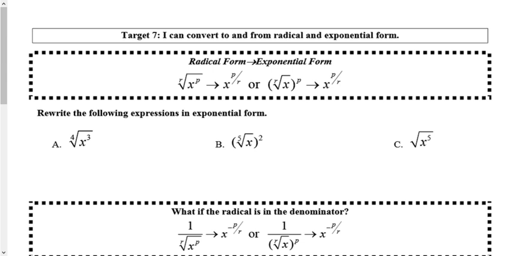Target 7 is converting to and from radical and exponential form. So something kind of cool is that we can change from radical to exponential form and then back to radical form by just writing these a little bit different way. So something to note, and we've actually seen this before, is that the square root of x can be written as x to the 1/2 power.